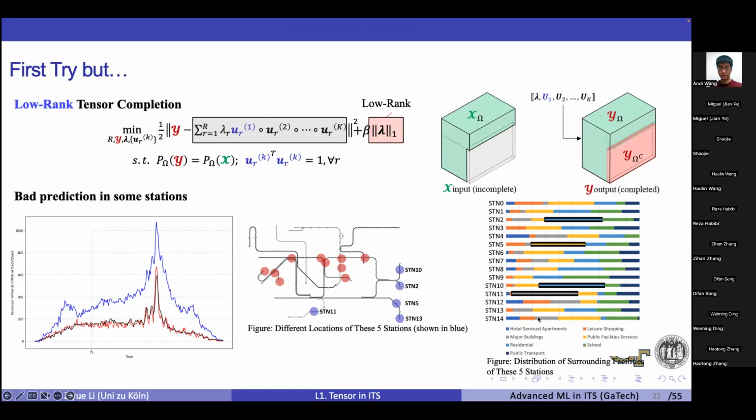And we also collected the surrounding facilities of these 5 stations. You can see that they all have a really dominating land use pattern, not like the other 10 stations, which are more uniformly distributed. So maybe this is also another reason.